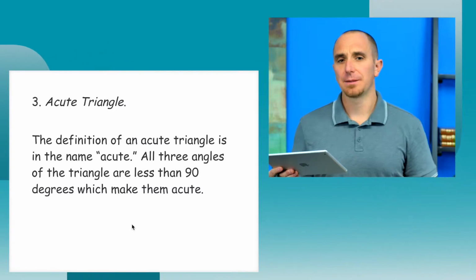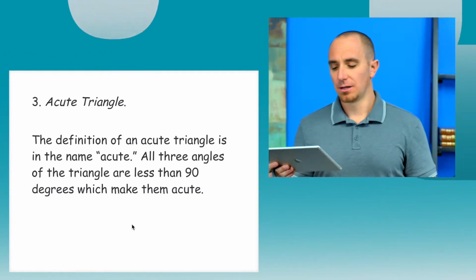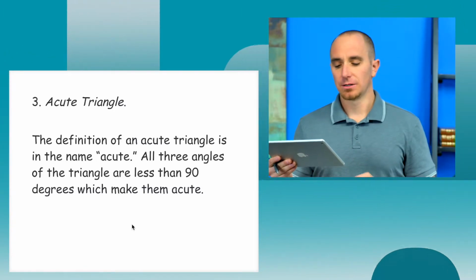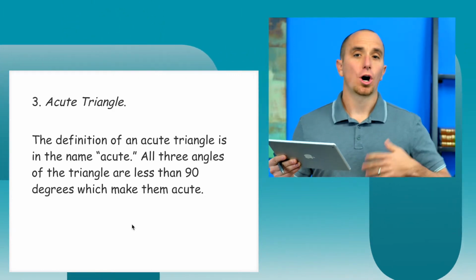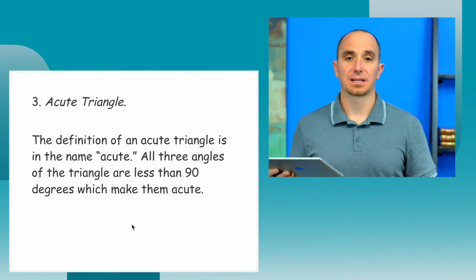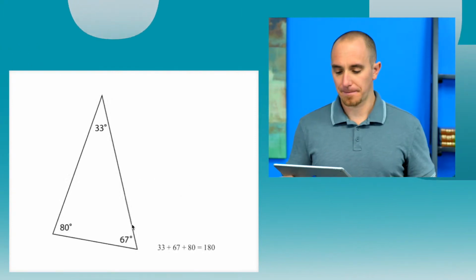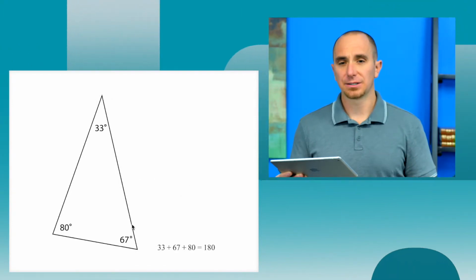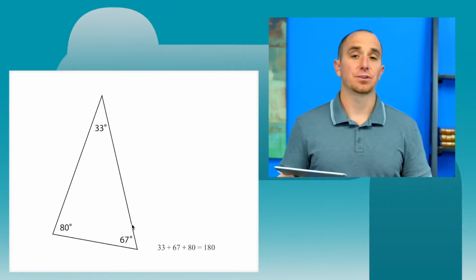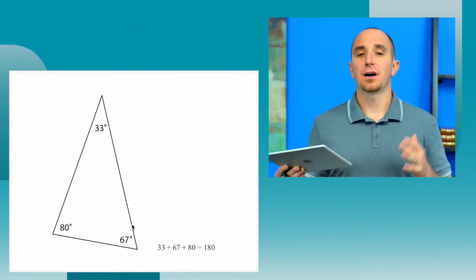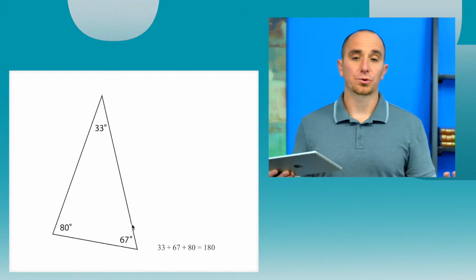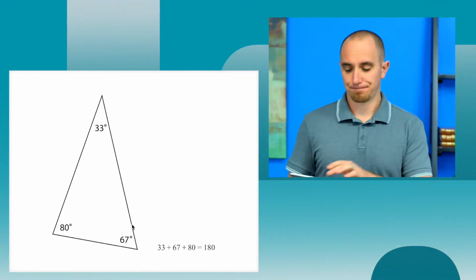All right, the third type is an acute triangle. The definition of acute triangle is in the name, acute. All three angles of the triangle are less than 90 degrees, which makes them acute. So let's take a look at one. You can see here I have 80 degrees, 33 degrees, and 67 degrees. And if you were to add them all up, it still equals 180, but none of the angles are 90 degrees or greater, so it's an acute triangle.